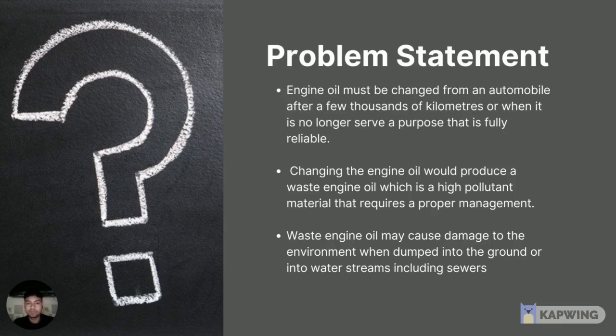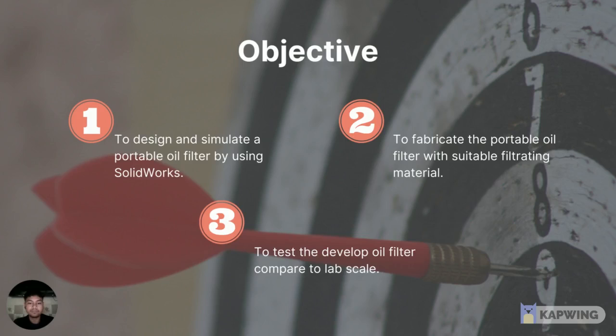Next, the problem statement. Engine oil must be changed from an automobile after a few thousands of kilometers or when it no longer serves a fully reliable purpose. Changing the engine oil will produce waste engine oil, which is a high pollutant material that requires proper management. Waste engine oil may cause damage to the environment when dumped into the ground or into water streams, including sewers, and that's why we need to filter the waste engine oil.